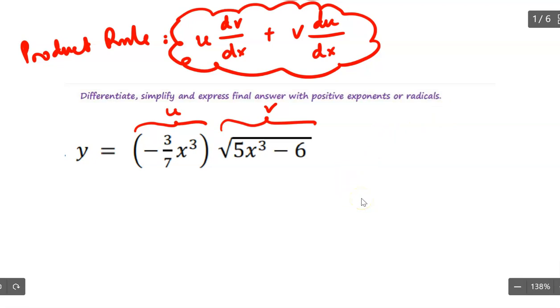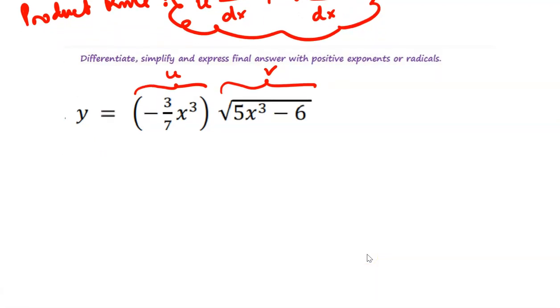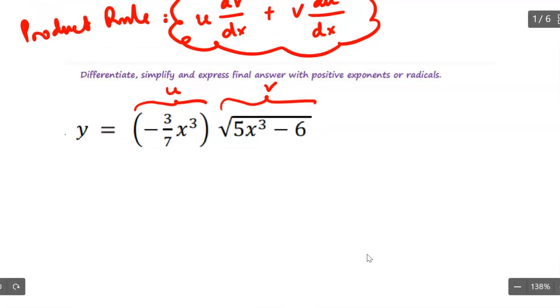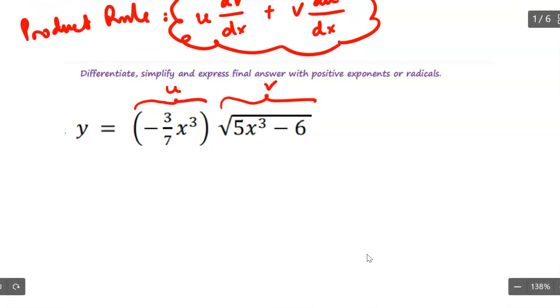Okay, so I will differentiate this first, and then I substitute it into these formulas. And before I simplify and express the final answer with positive exponents, I'm going to review the basic concept of factoring for everyone. All right, so let's start with this question first. Differentiate this question.